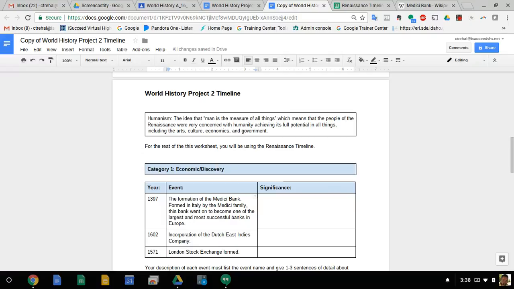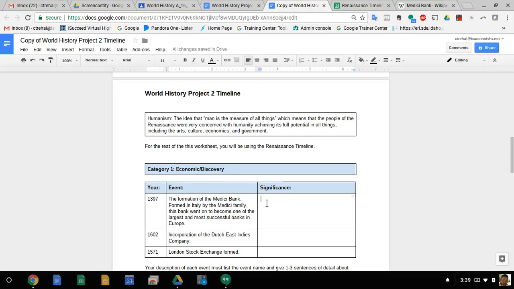That's good enough. So I've got a little bit of the who, what, where, and when. The when is 1397. The what is this is one of the largest and most successful banks in Europe. And the who were the Medici family, and the where was Italy. So I've got everything there, and that's what you want in a description of the event.